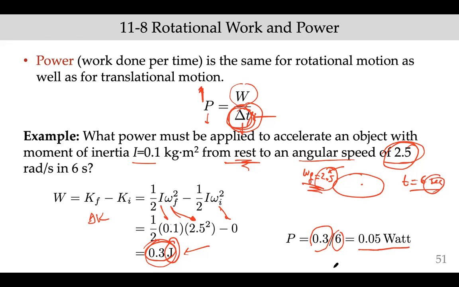So this will be the power to be applied to this disk to increase its angular speed from 0 to 2.5 in 6 seconds.